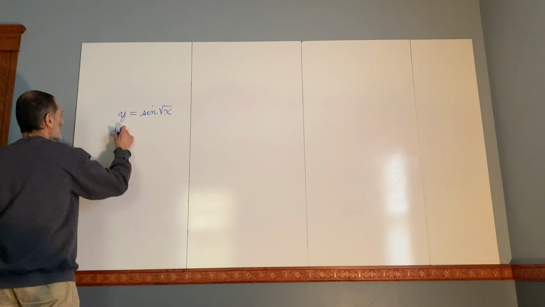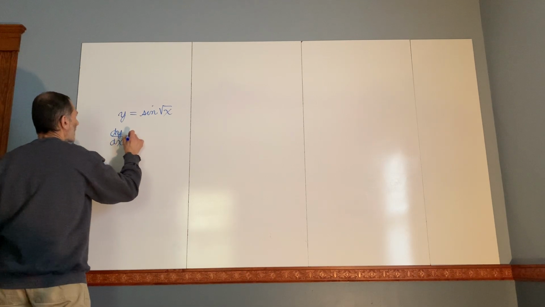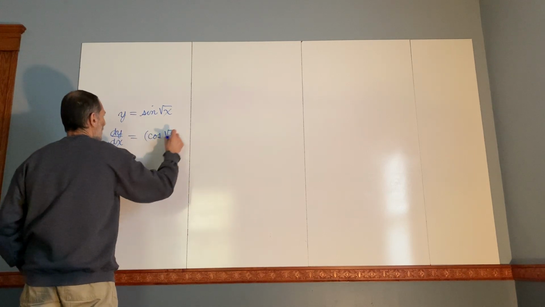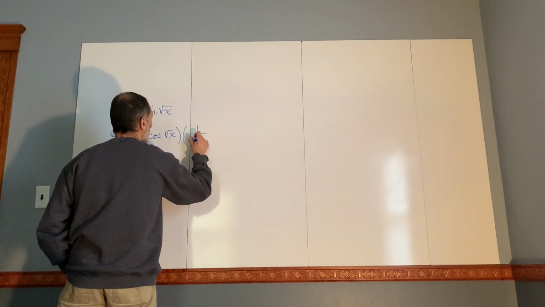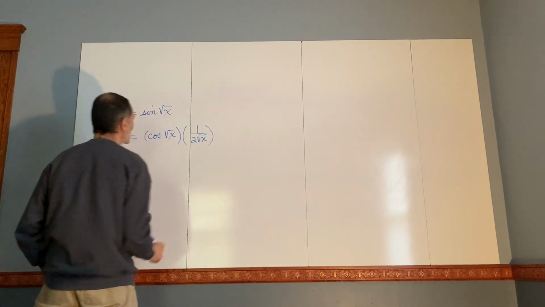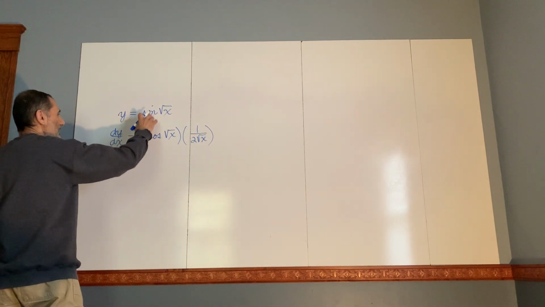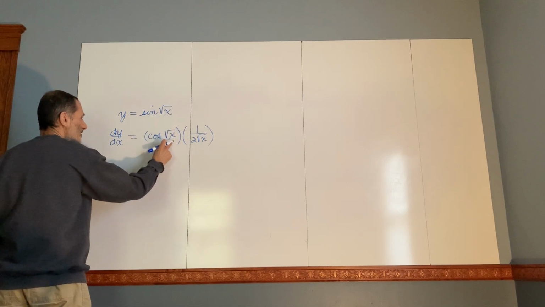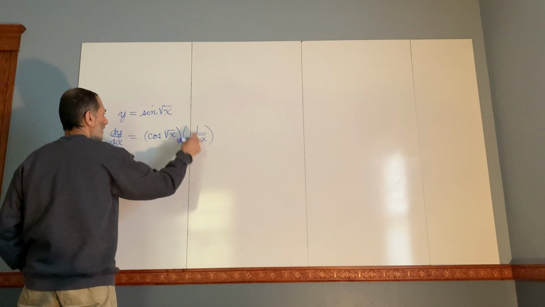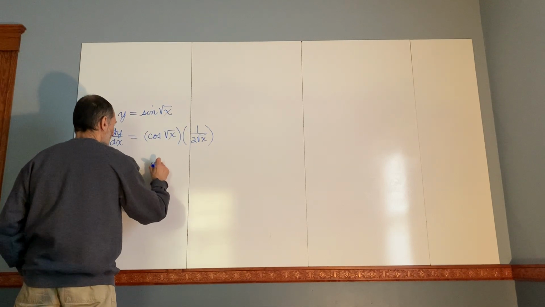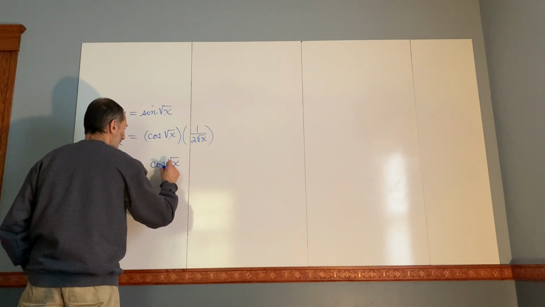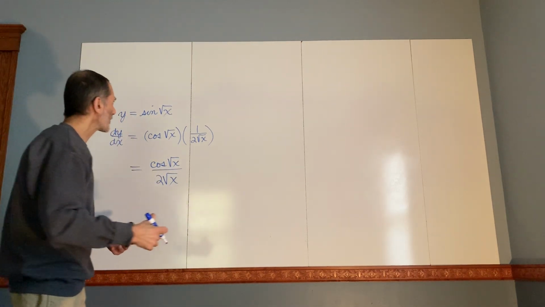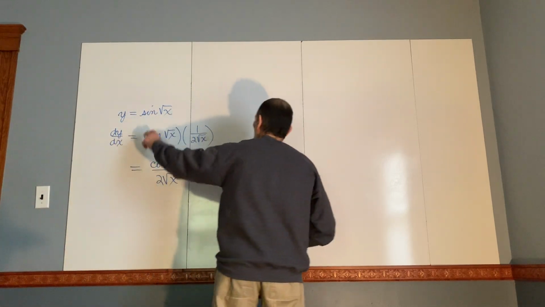Okay, and we found that that derivative was the cosine of the square root of x, and I'll write it this way, times 1 over 2 times the square root of x, outside in. The outside function is the sine function. Differentiate that first with respect to its own argument. This doesn't change there. Then times the derivative of the inside function, and we wrote that as cosine square root of x divided by 2 times the square root of x.